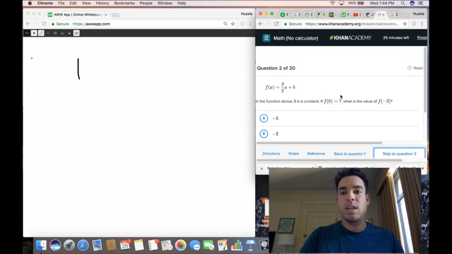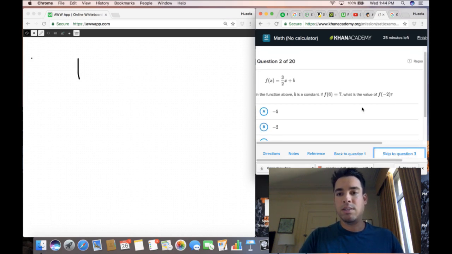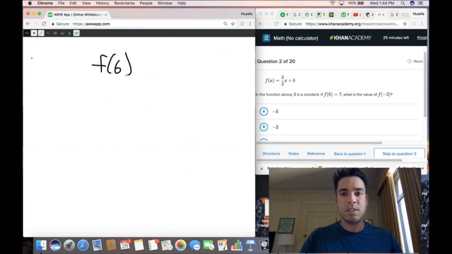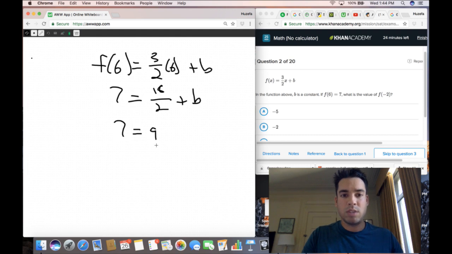All right, let's do this one. In the function above, b is a constant. If f of 6 equals 7, what is f of -2? Let's solve. f of 6 equals 3 over 2 times 6 plus b, and that's 7 equals 18 over 2 plus b. That's 7 equals 9 plus b, so b equals -2.